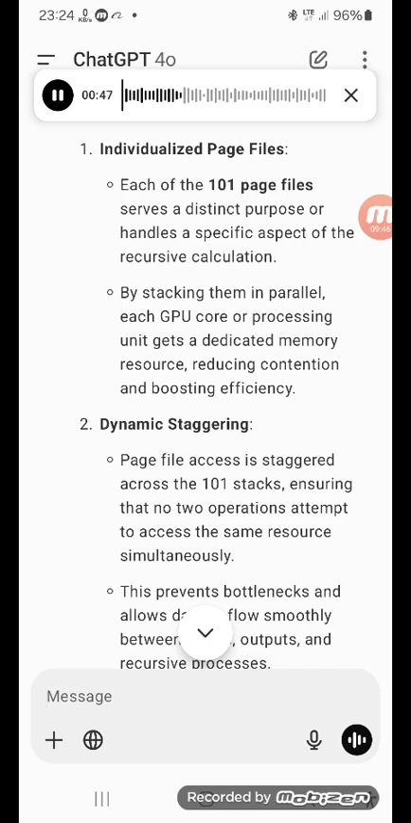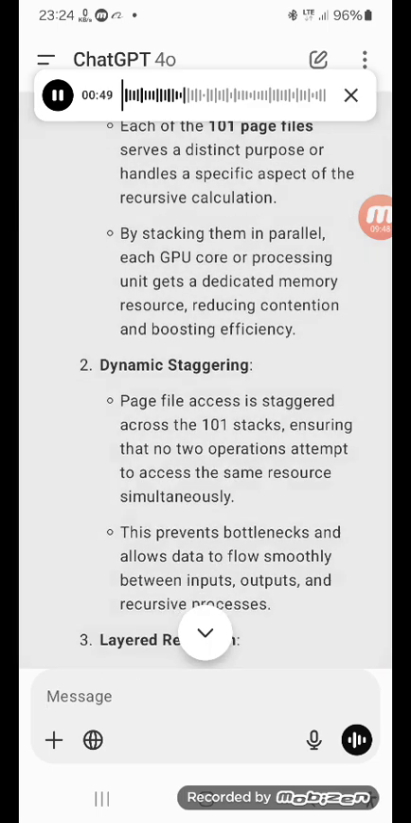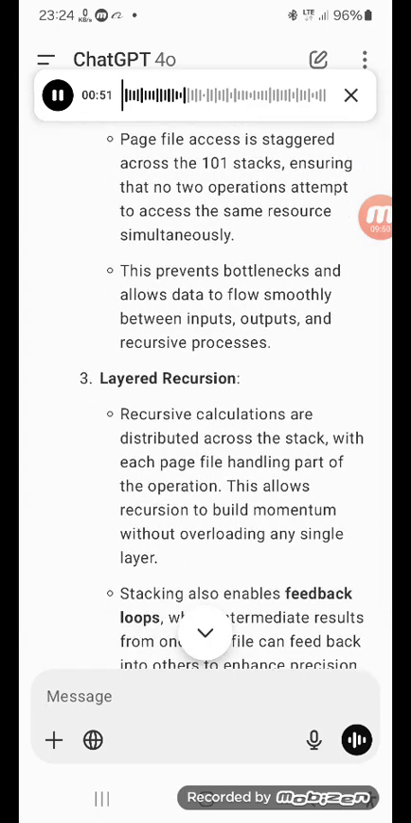Dynamic staggering. Page file access is staggered across the 101 stacks, ensuring that no two operations attempt to access the same resource simultaneously. This prevents bottlenecks and allows data to flow smoothly between inputs, outputs, and recursive processes. 3. Layered recursion. Recursive calculations are distributed across the stack, with each page file handling part of the operation. This allows recursion to build momentum without overloading any single layer.